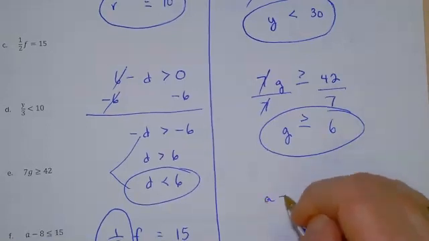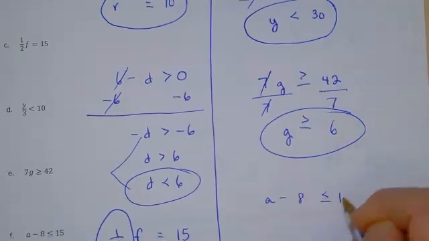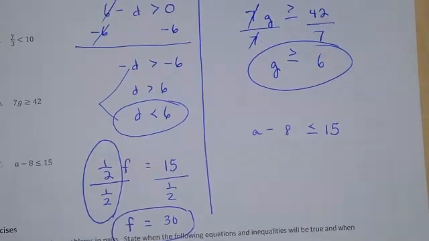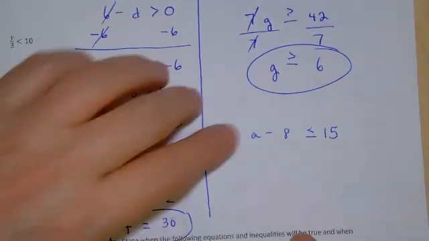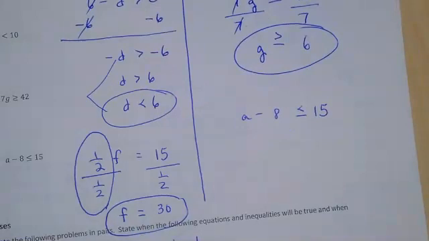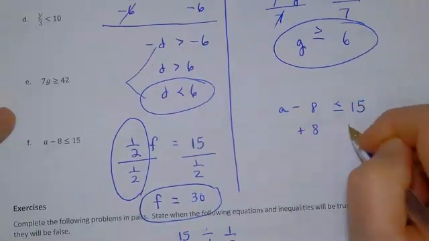Here's the last one we're going to do on this page. I want to get A all by itself, so I have to get rid of minus 8. Blake, what would I do to get rid of minus 8? Do the opposite. What's the opposite of minus 8? Plus 8 on both sides of that teeter-totter.